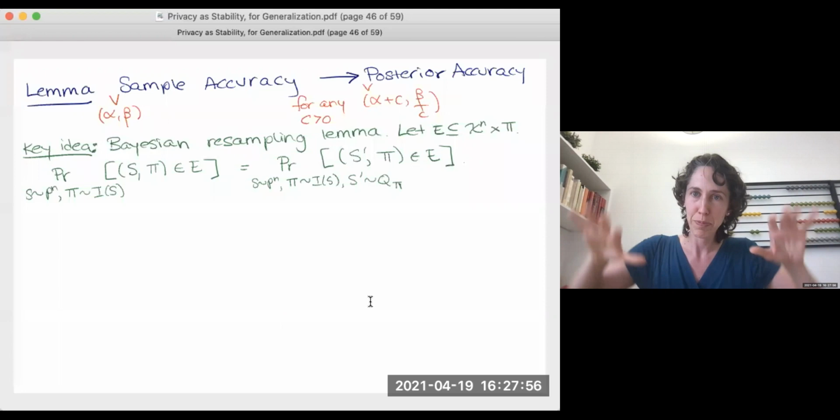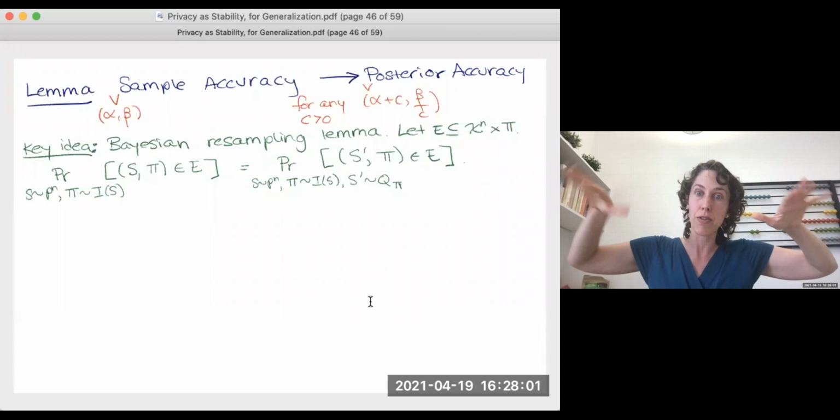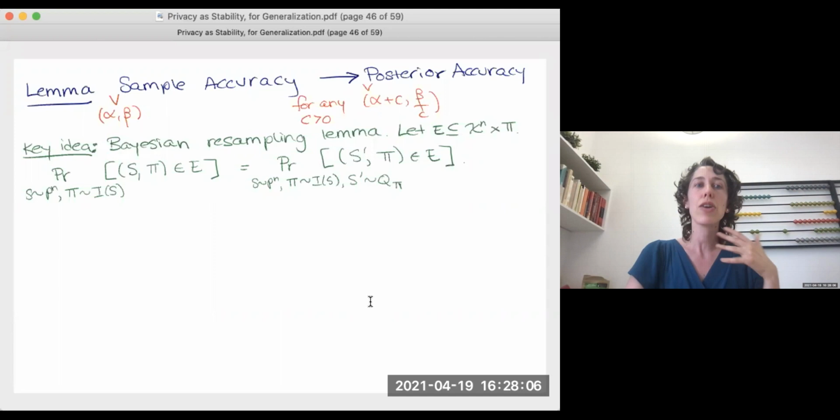And once you have this equivalence of resampling from the posterior distribution, that ends up being a really nice tool for us. And you can think intuitively about the argument for why sample accuracy gives you posterior accuracy.